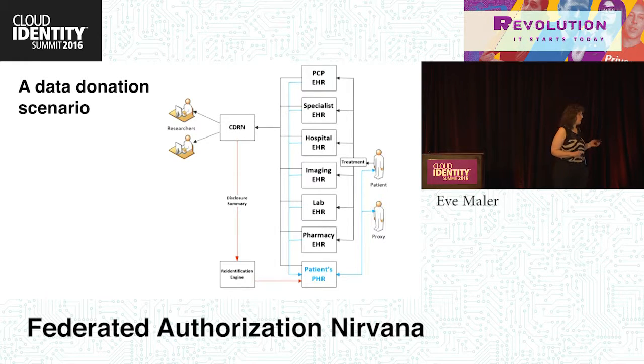And so OAuth and OpenID Connect and UMA and a health-specific API called FHIR are being profiled for this, one of the use cases where you might want to donate health data about you for clinical research in a de-identified way. So this is one of the diagrams showing that. Health is some of the most sensitive personal data there is.